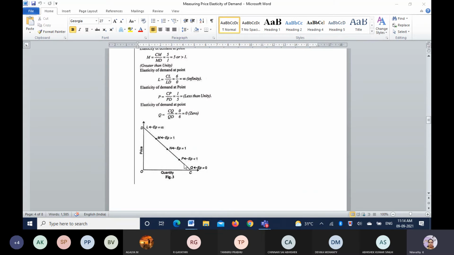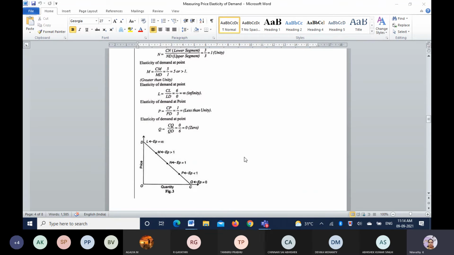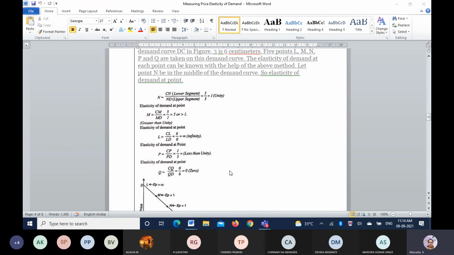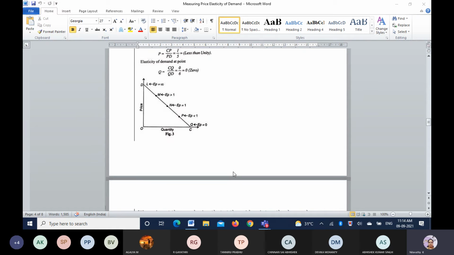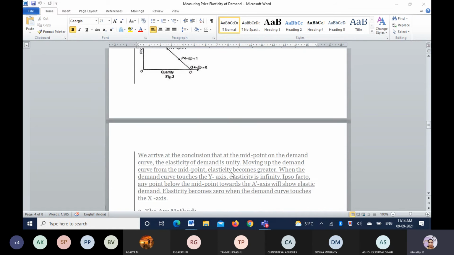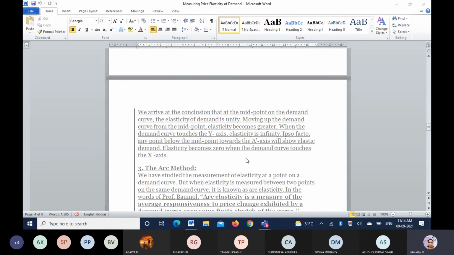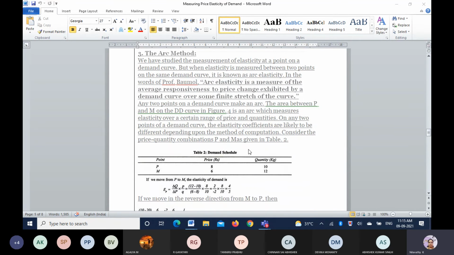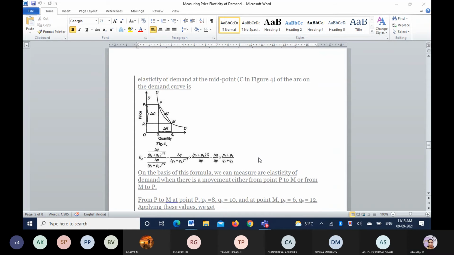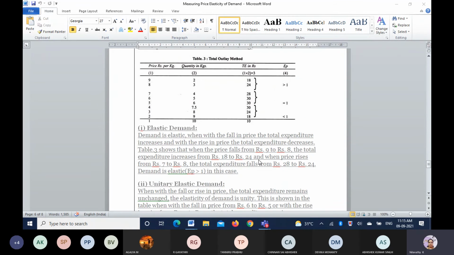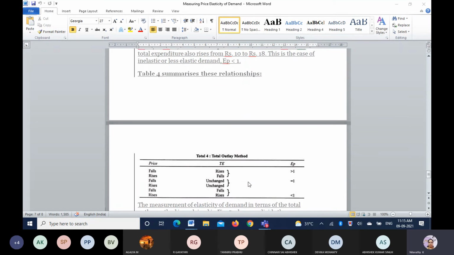So just calculate using the formula, lower segment divided by the upper segment, and it will give you the exact value also. So this is one method, but again we don't use this method in a very formal way. Why? Because the ARC method is considered to satisfy all the conditions and there are no criticisms. So these are the three methods.